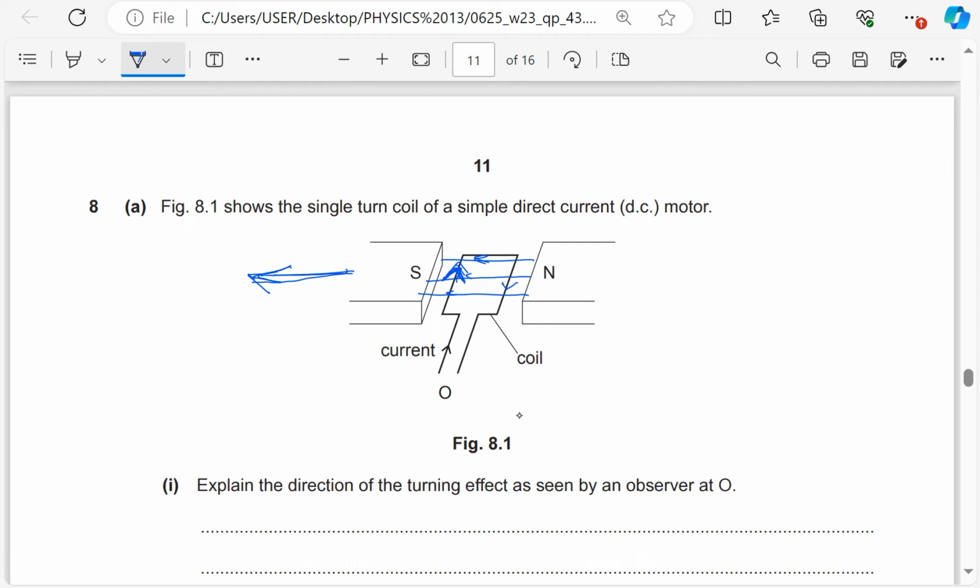And if you try it on the right-hand side, with the first finger pointing to the left again, and the second finger pointing towards you for the current, you notice that the thumb points downwards. So you have forces upwards and downwards, which is going to cause a clockwise turn. I can show this on a video.